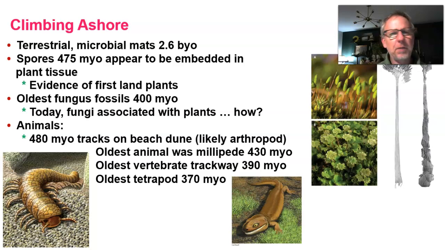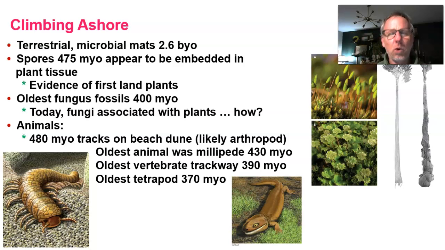But clearly some life forms made it ashore and adapted to life on land. There were several invasions of land. So going back 2.6 billion years ago, we can see fossilized evidence of terrestrial microbial mats. So bacteria, archaea. That's all that was living on land. Otherwise, our land masses would have looked barren of life.